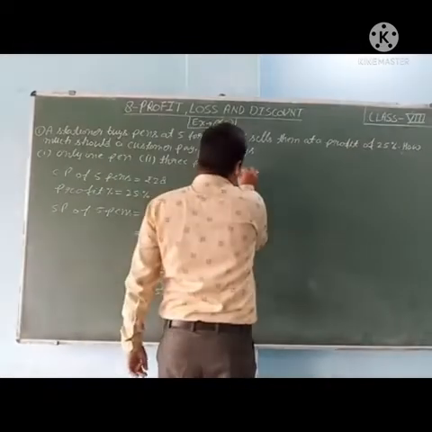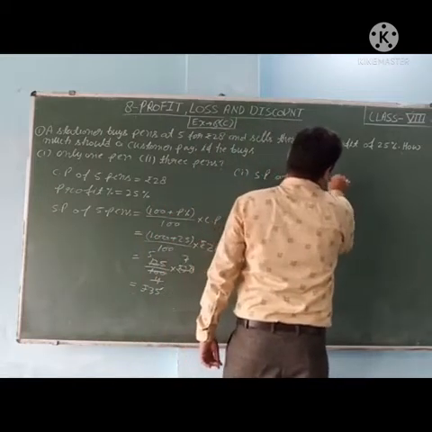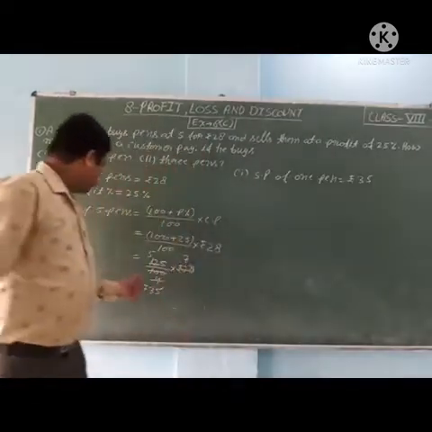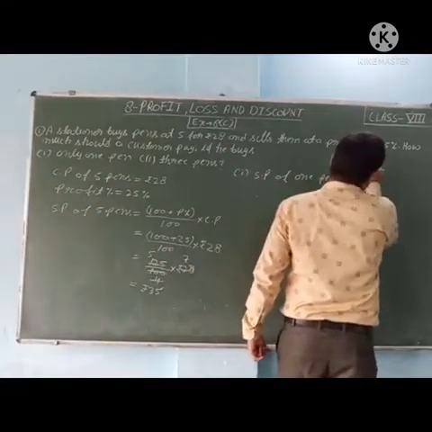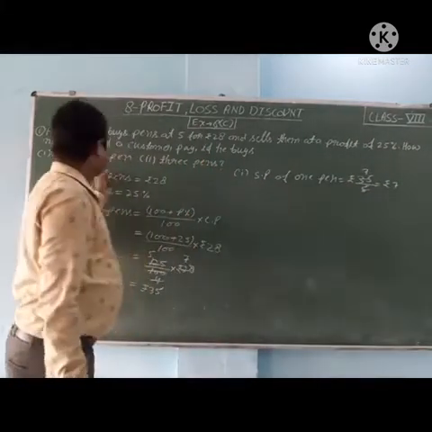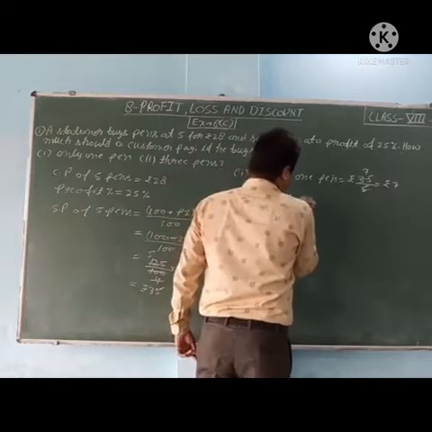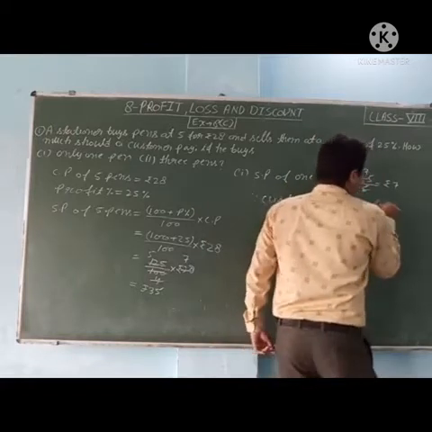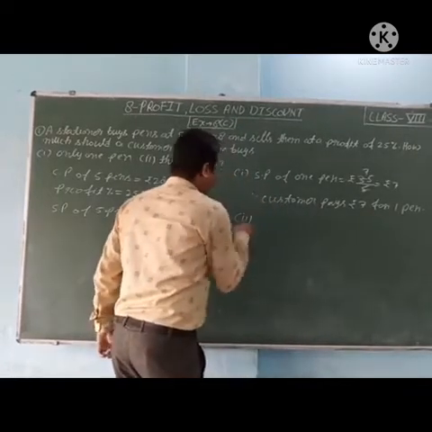So first part: SP of 1 pen is equal to ₹35 upon 5, because 35 is the selling price of 5 pens. So 5 7s are 35, is equal to ₹7. So a customer pays ₹7 for 1 pen. Second part, selling price of how many pens? 3 pens.